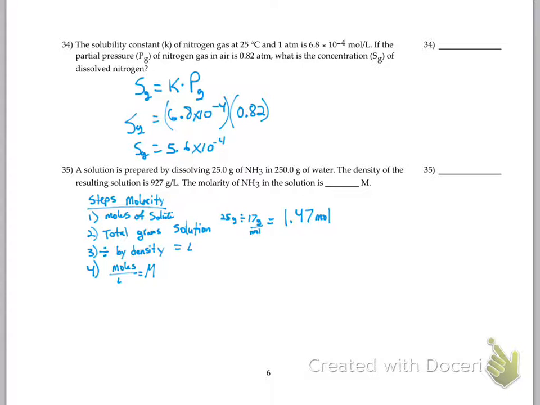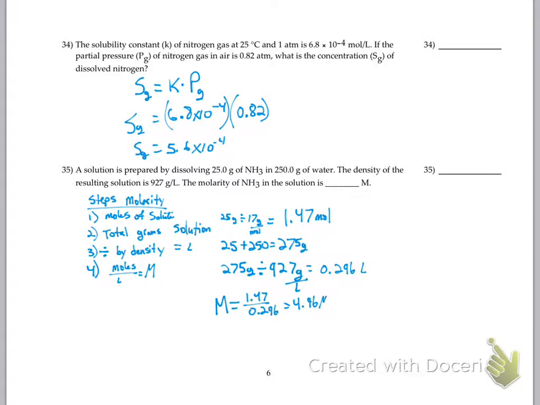First, we divide 25 grams by 17 grams per mole to get 1.47 moles of solute. We add the 25 grams of solute plus the 250 grams of solvent. That yields 275 grams of solution. So we take the total mass of the solution divided by the density of the solution. That will yield us 0.296 liters. When we divide the two numbers, we will get 4.96 molarity, and we're done.